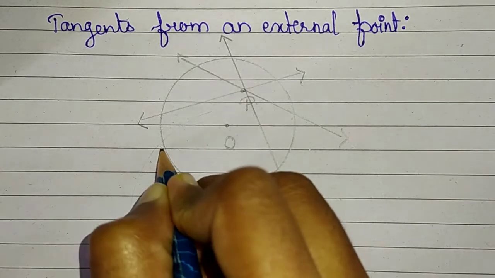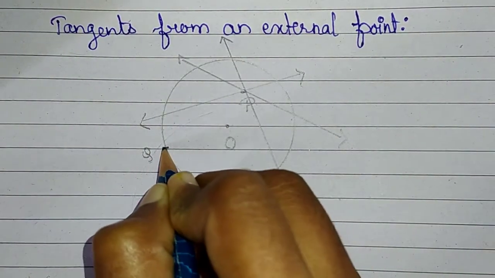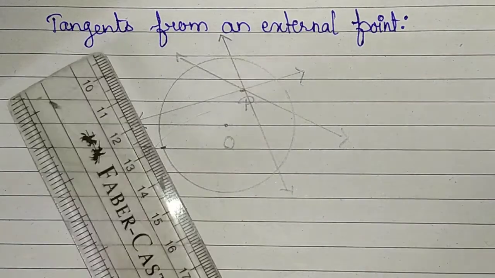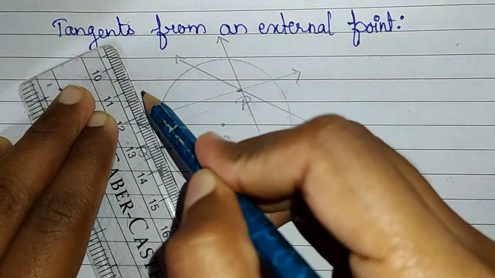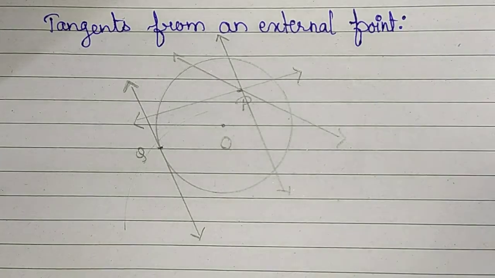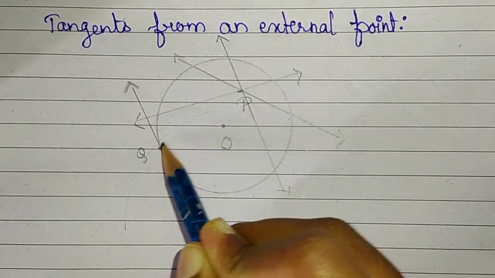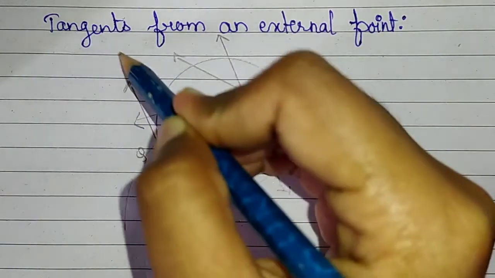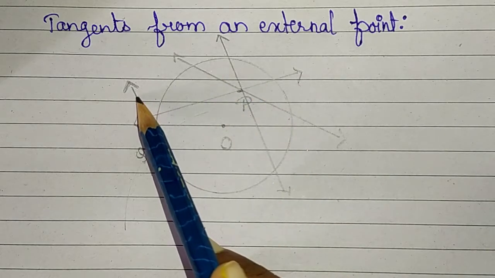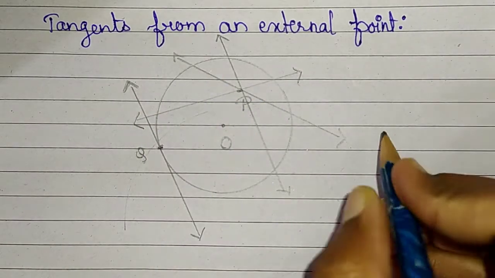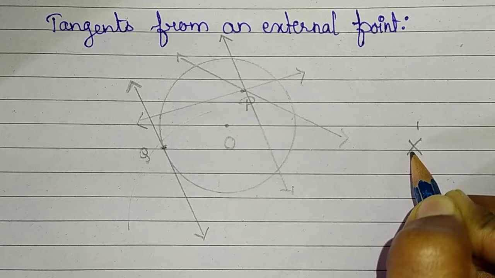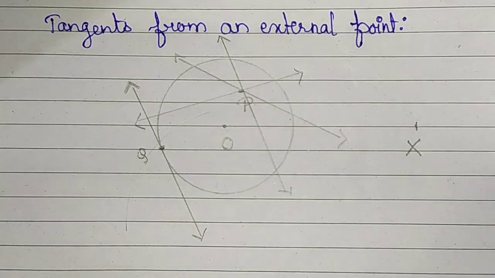Now, consider a point Q. It lies on the surface of the circle. So now if we try to draw a tangent to Q, now suppose Q is a point on the surface of the circle, and if we try to draw a tangent, then we will see that from any point on the surface of the circle we can have only one tangent. Now suppose there is a point X which is outside the circle. This is our point X which is outside the circle.